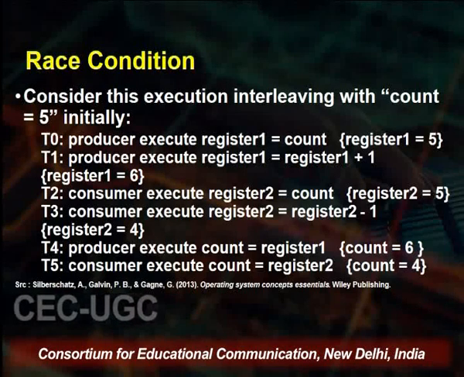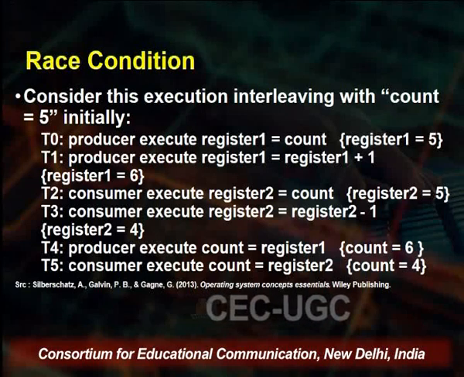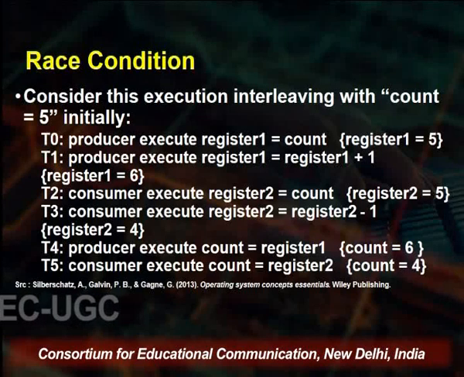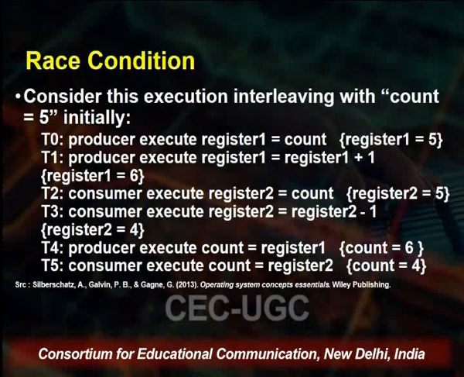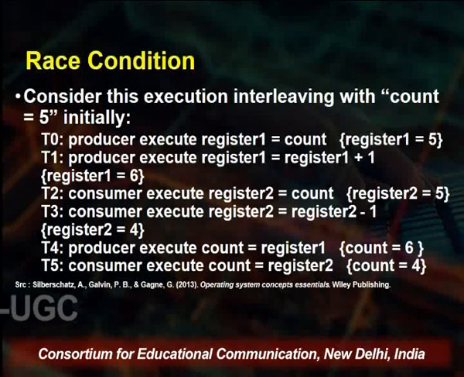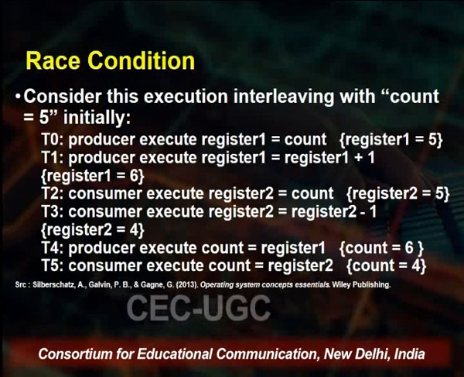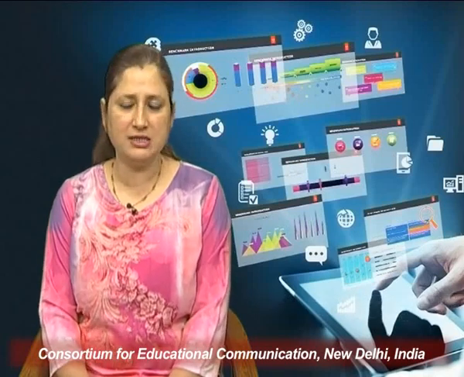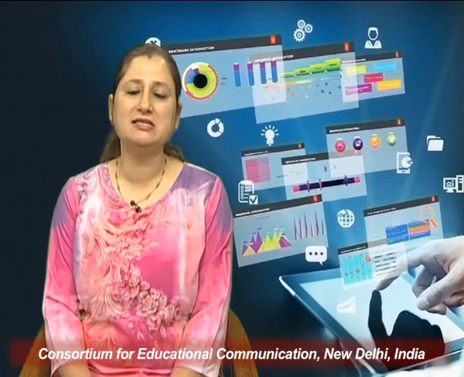So now what is happening when in transaction 4 the producer is executing the next step, the count value will become 6, whereas when the consumer executes another time, the value will become 4. So we can see that both producer and consumer are accessing the same buffer. Actually the available buffer size is 5, but after the transactions execute, the value is not coming to 5, it is coming to either 4 or 6. So this means that there is an inconsistency in the whole execution.